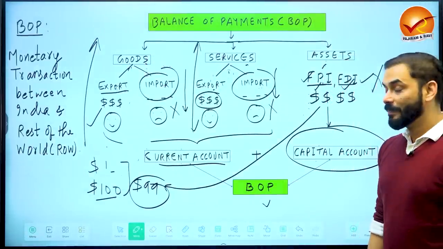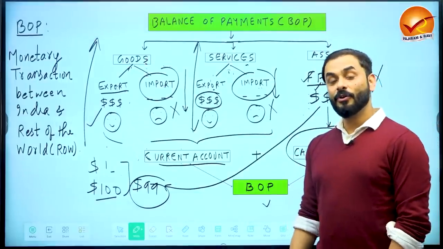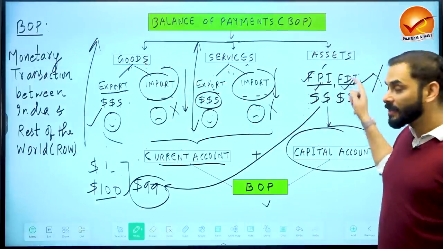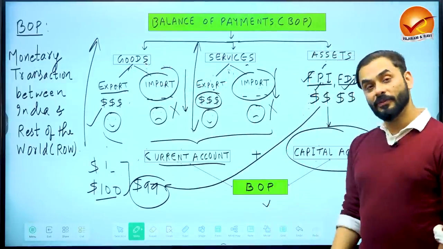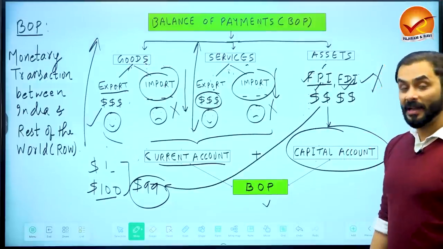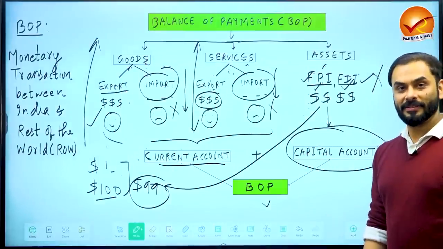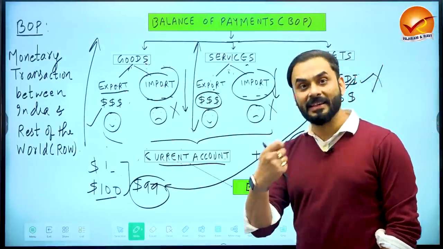So what is balance of payment? Balance of payment gives you a detail of what is happening in the current account, which means this side, and this side, in terms of money. That is called balance of payments. So if somebody asks you what is balance of payment, you should say current account and capital account taken together, right? Now let us look at it in a slightly technical manner.